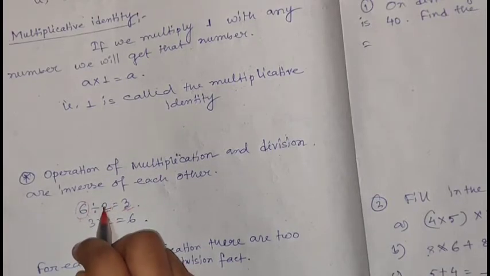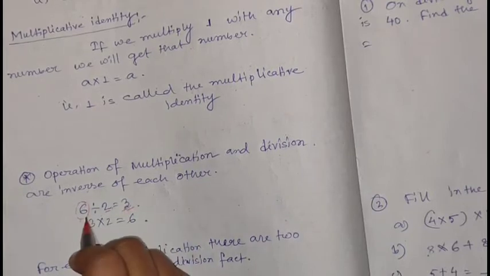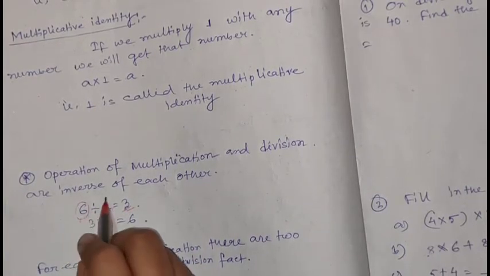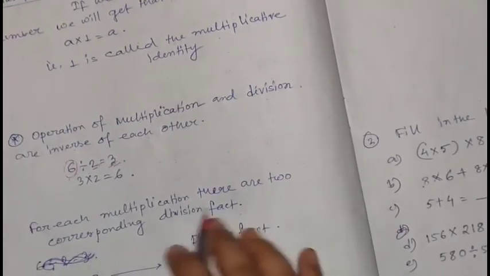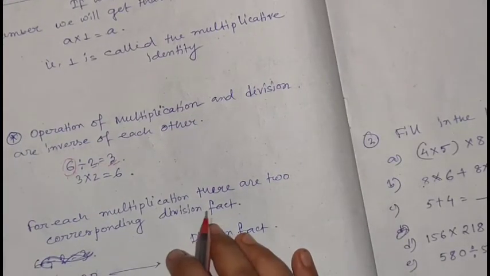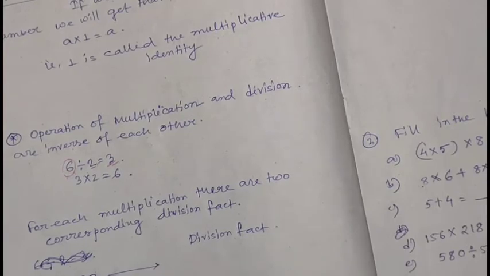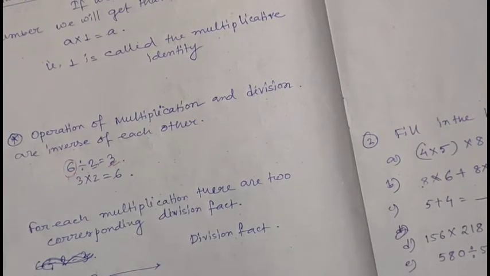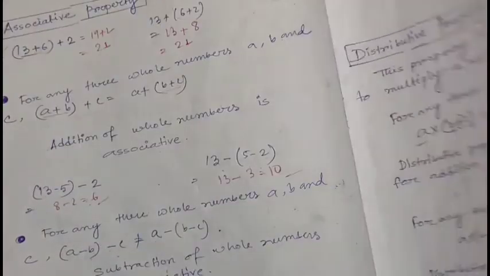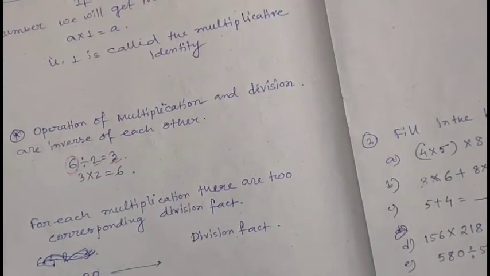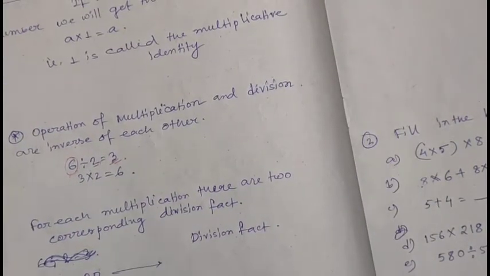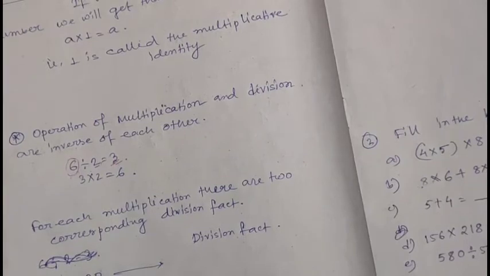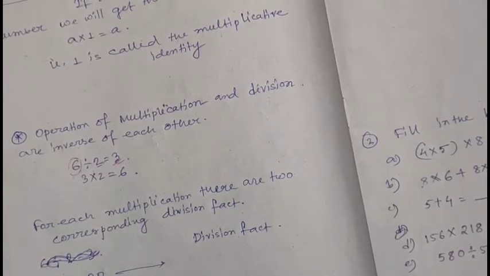If you multiply 2 with 3, you get 6, and if you divide 6 by 2, you get 3. So for each multiplication, there are two corresponding division facts. Let's see that 10 multiplied by 2 gives 20. This is the multiplication fact.